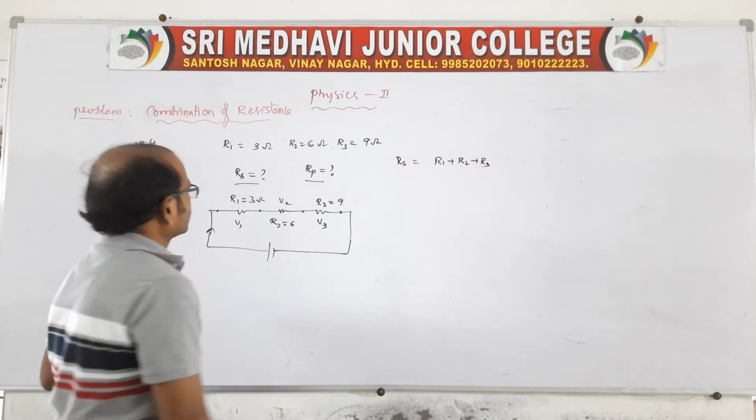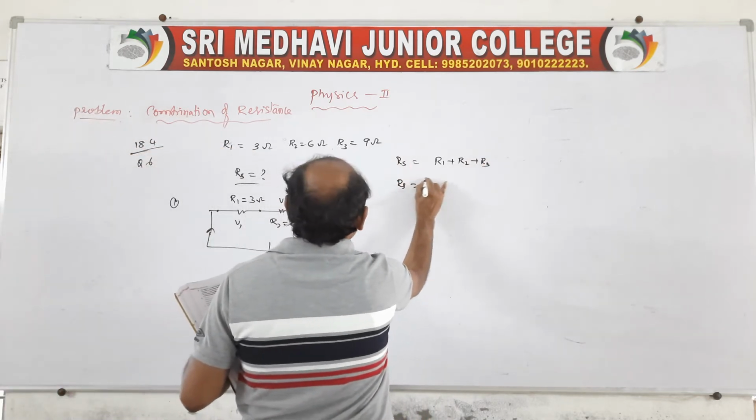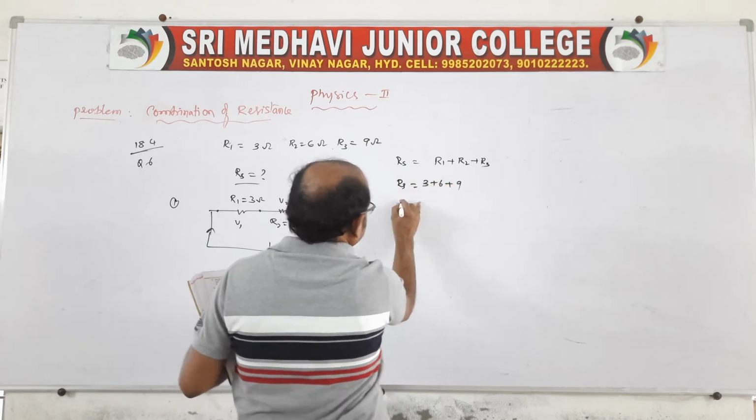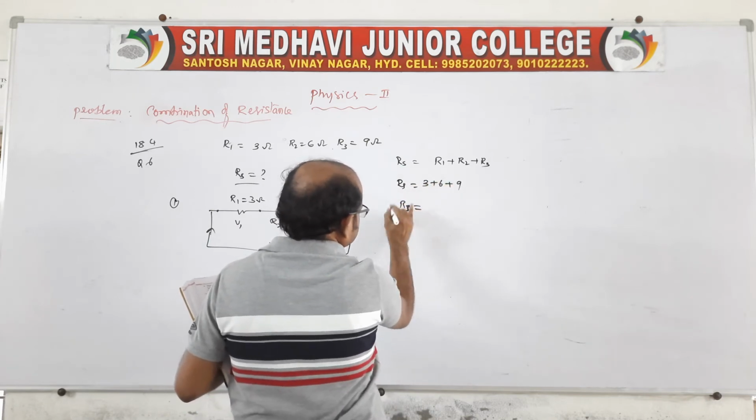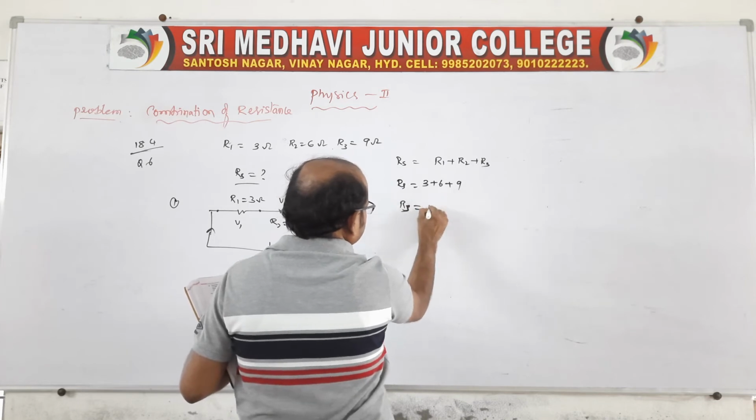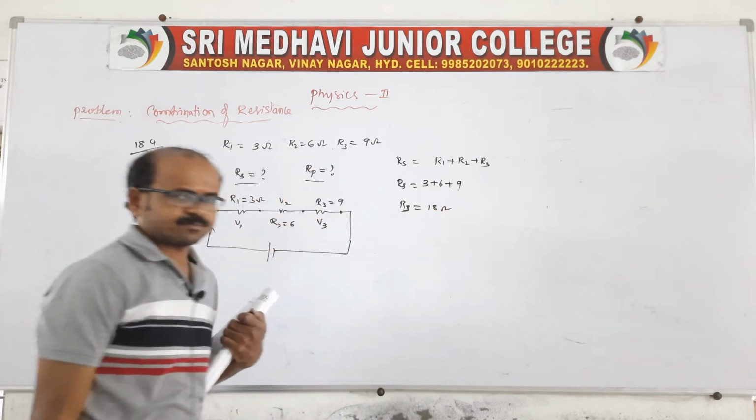We know R1. What is R1? It is 3 plus 6 plus 9. So RS is equal to 9 plus 9, 18 ohm in case of a series.